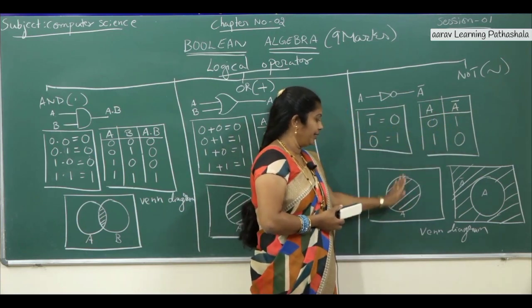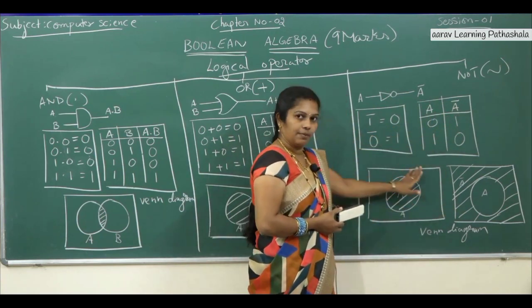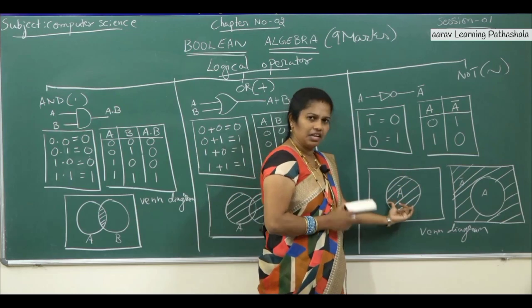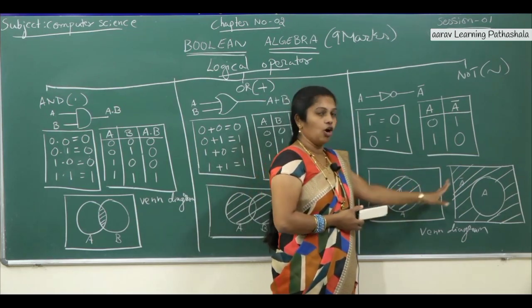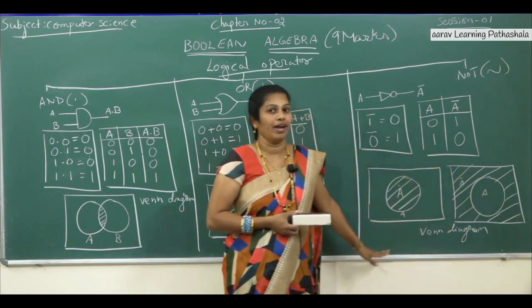When you are writing the Venn diagram, compulsorily you have to represent only one input, for example A, or if you want you can take X also. If you want you can shade the inner part or only the outer part you can shade. This is a Venn diagram.